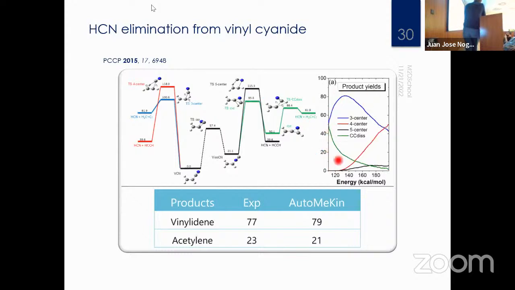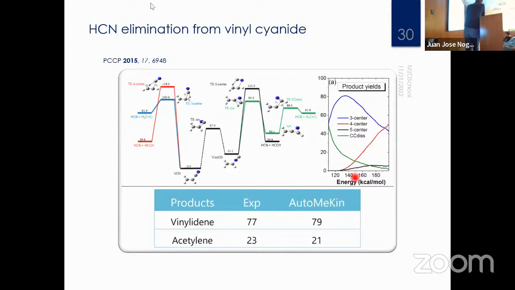This is from the yields as a function of energy. So here, this is a microcanonical study because they used a laser, 193 nanometers. So this goes to the excited state, but then there is internal conversion into the ground state. And the HCl elimination takes place in the ground electronic state. And this is what we study. So this is a function of energy.